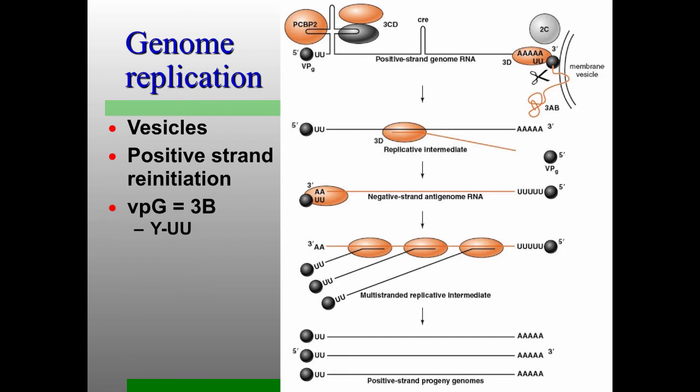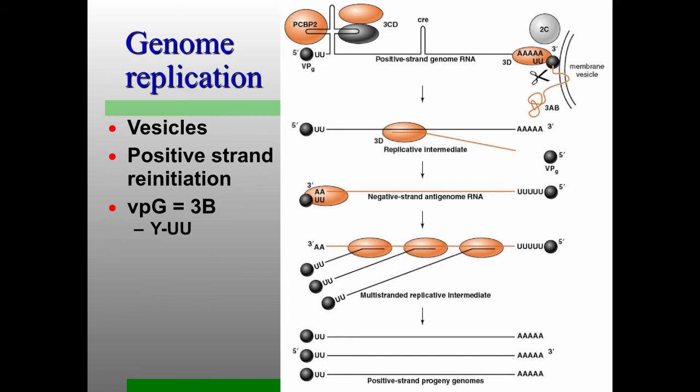Yeah, Alice. How is the number of antigenomes made controlled in this scenario? The number of antigenomes that are made relative to the number of genomes, it seems to be, and this is kind of more hand-wavy, that the initiation that takes place at the poly A tail is not as efficient as the initiation which happens here on this end of the genome. So it's a chance thing again. So yeah, it just seems to be a chance thing, and the efficiency just seems to be better in that case.